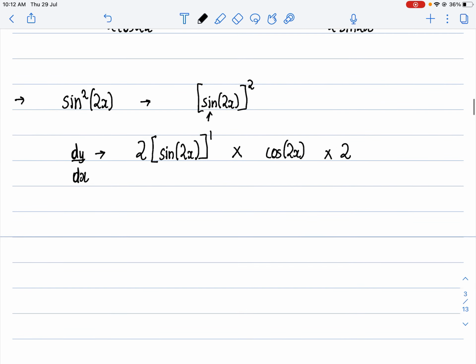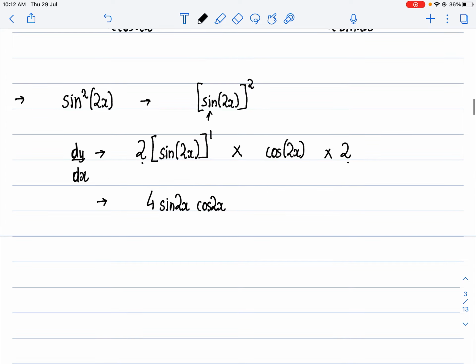Correct? So first the outer bracket here, where I got this. Then you go inside where I get sine 2x, then 2x. This is how you differentiate. So it's basically a chain, correct. So I can simply write this as 2 into 2 here, which is 4, and I have sine 2x multiplied by cos 2x. Correct? This is what I basically get.